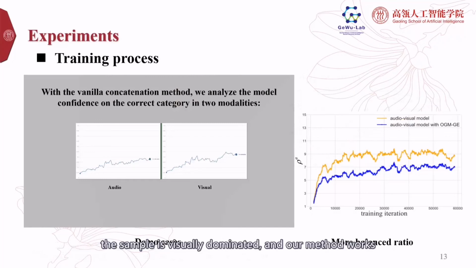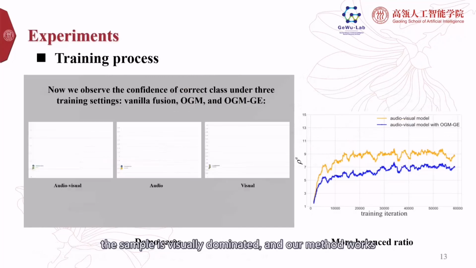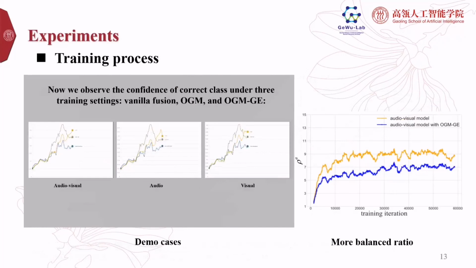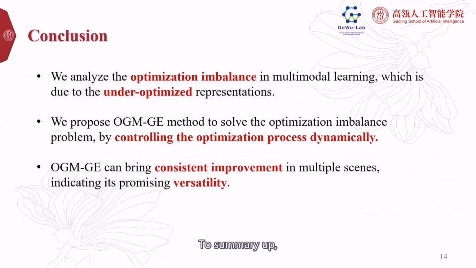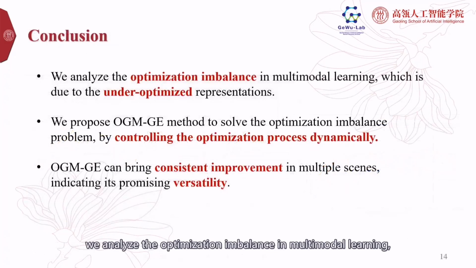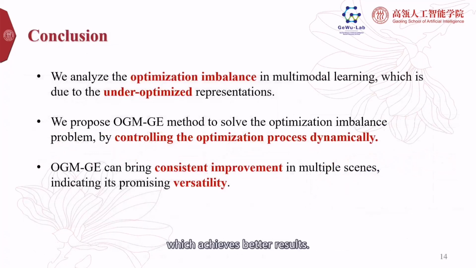Obviously, the sample is visually dominated, and our method works better in such a case. And in the right figure, we can see that we make a more balanced training. To sum up, we analyze the optimizing imbalance in multimodal learning, which is due to the under-optimized representations, and propose the OGM-GE method to modulate the optimizing gradient, which achieves better results.